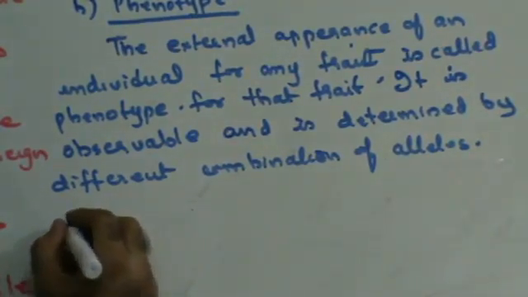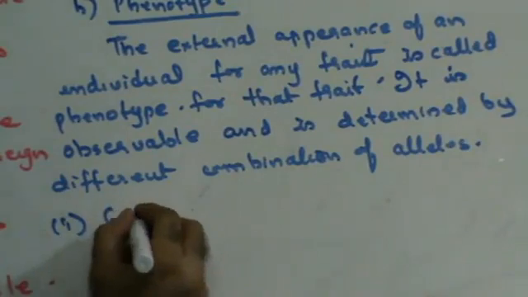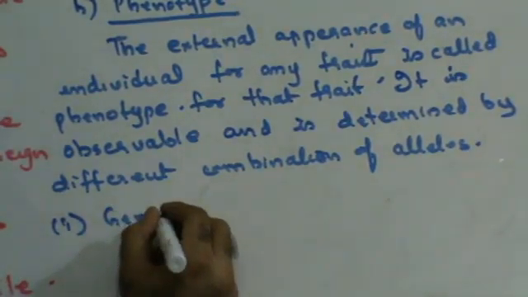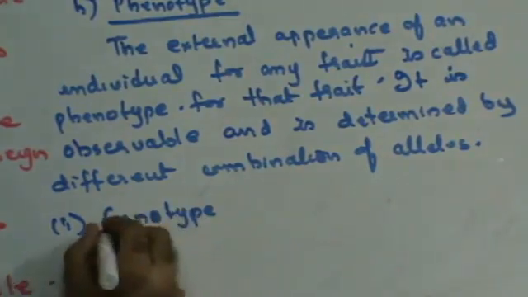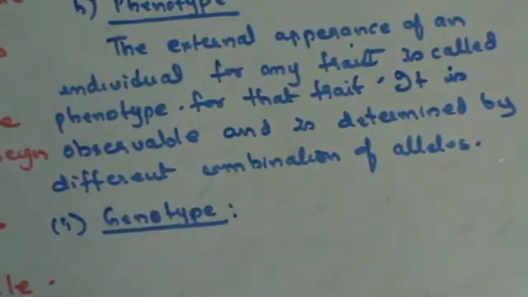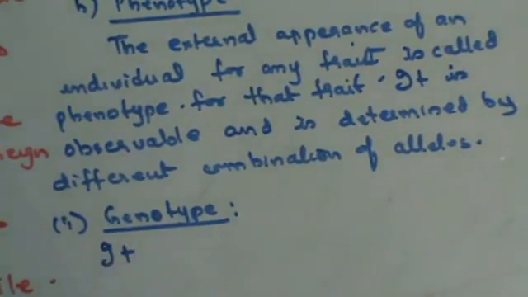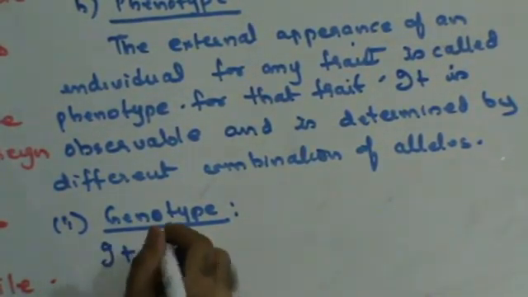Next, genotype. What do I understand by genotype? Genotype is a representation of the genetic constitution of an individual. If I show the genetic constitution of an individual for a particular trait, then that would be called genotype. If you show the genetic constitution for tallness, then that would be called its genotype, right? Once I finish the expressions, I'll make a table and show it to you.